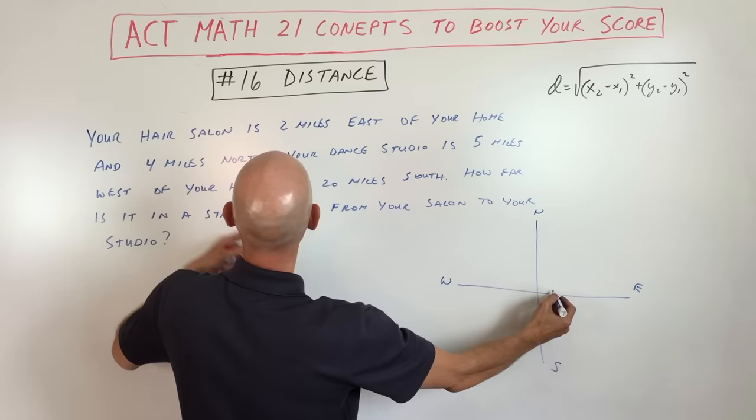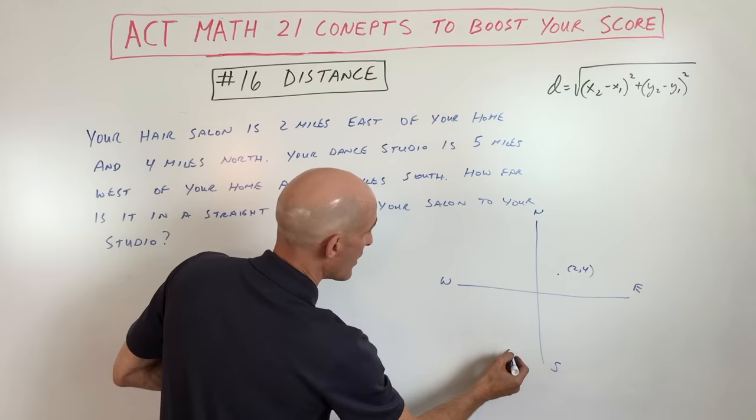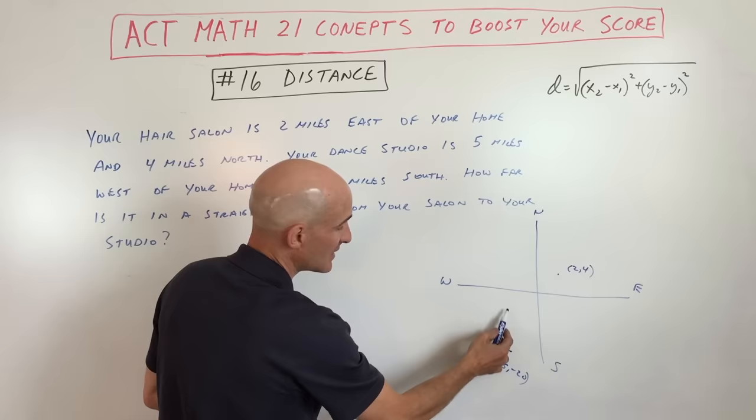So that's like right about here. So that's 2, 4: 2 to the east, 4 to the north. And then your dance studio is 5 miles west, so we're going 5 miles this way and 20 miles south. So down here, that's -5, negative 20. Now I'm using the negatives because we're going left, that's negative, and down, that's negative. And we want to find this distance between the two.